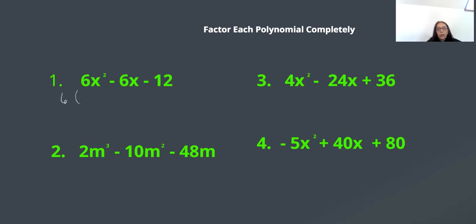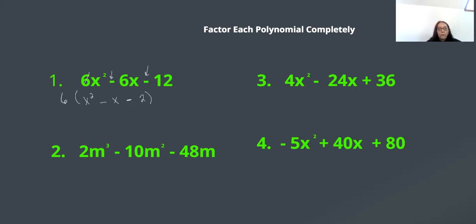Now all the terms don't have an x, so that's all I can factor out. 6 times 1 is 6, that takes care of that, and then we have the x squared. A positive times a negative gives me that negative. I've already got the 6, but I need the x. A positive 6 times a negative gives me that negative. And 6 times 2 is 12. So we've factored out the greatest common factor.